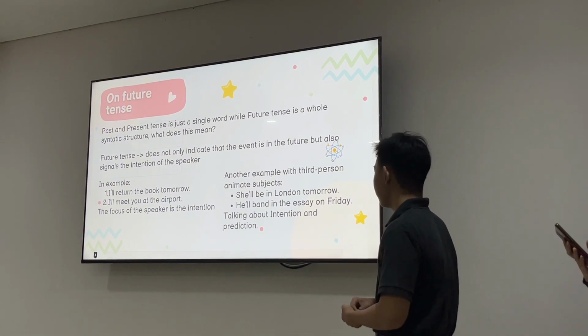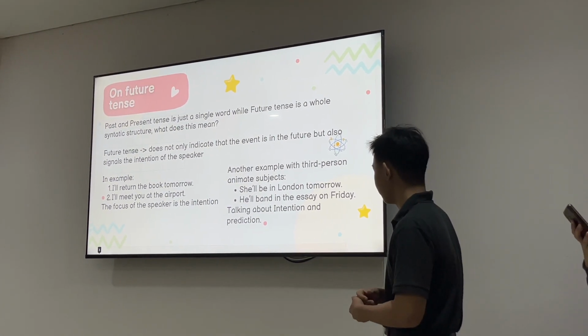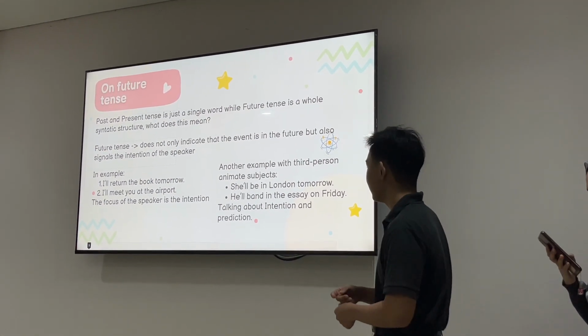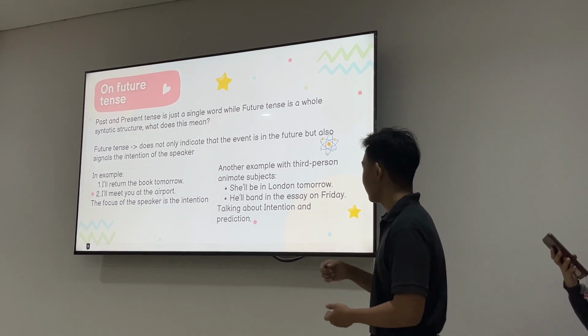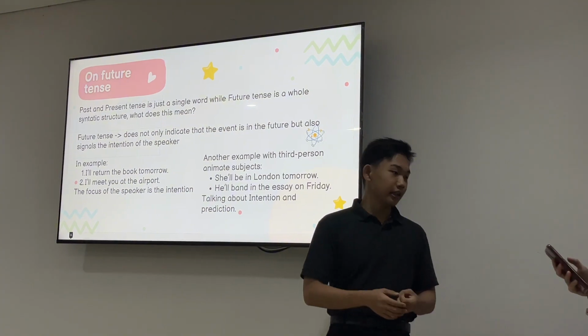And another example with third person animate subjects is Sally will be in London tomorrow and he'll hand in the essay on Friday. Both will in Sally and he'll are talking about intention and prediction at the same time. Next slide.